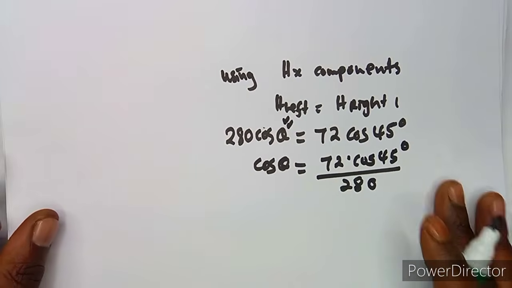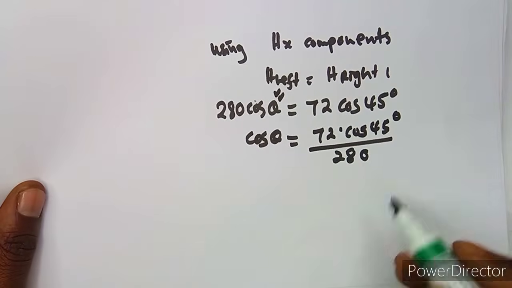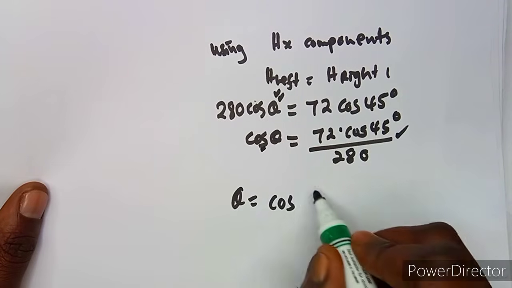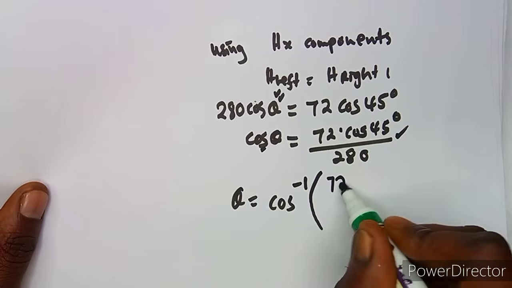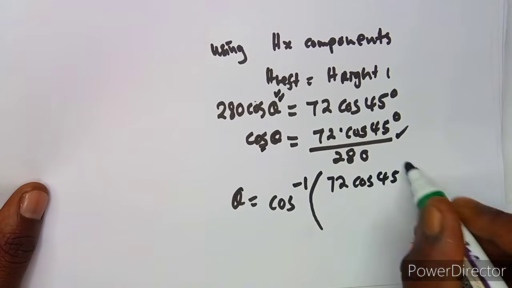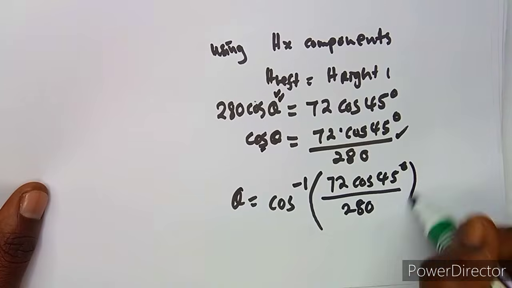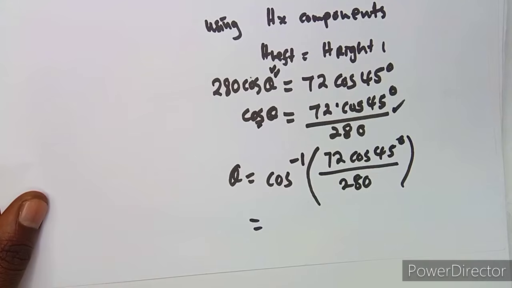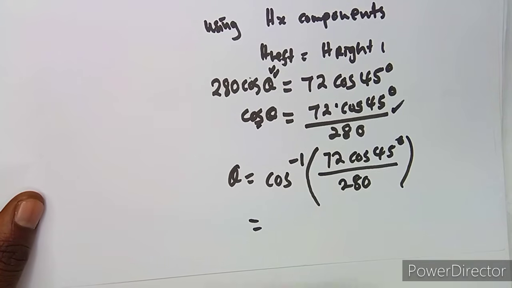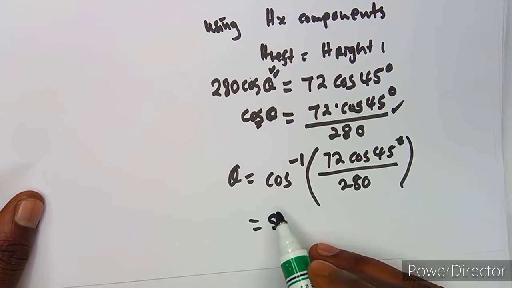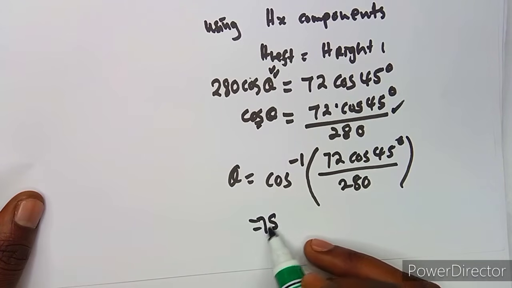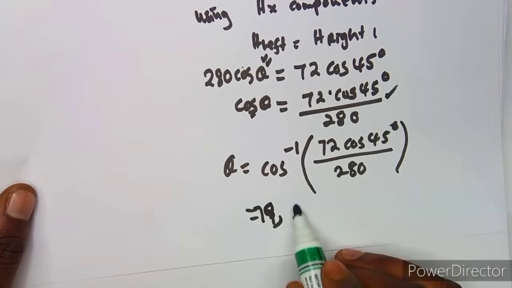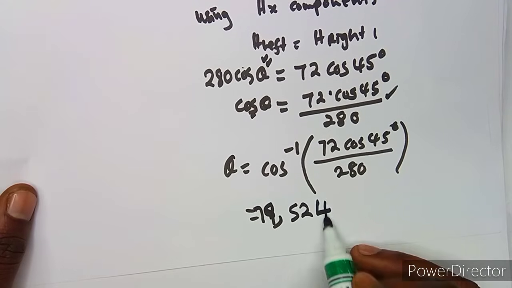All right. So to find theta, I can actually convert this to a decimal, or I can just use theta is cos inverse. To remove this cos, you press shift cos of 72 cos 45 degrees over 280. So this is going to give us a decimal of 79.53523 and so forth. So I'm just going to round off, which is going to be 79.524 degrees.